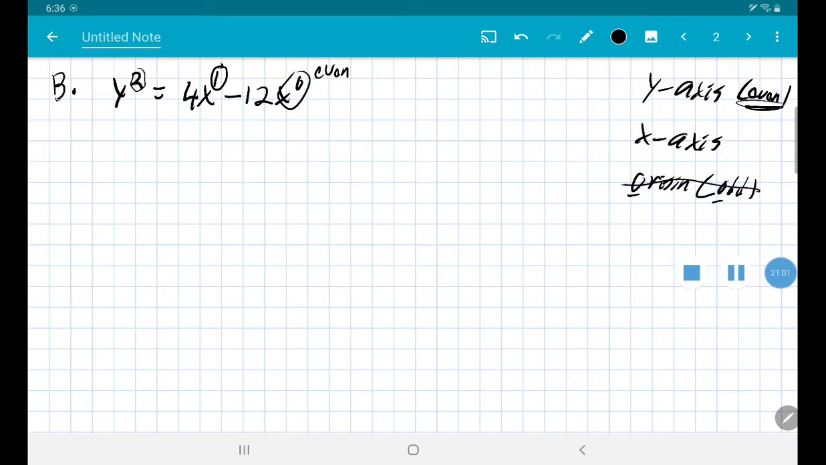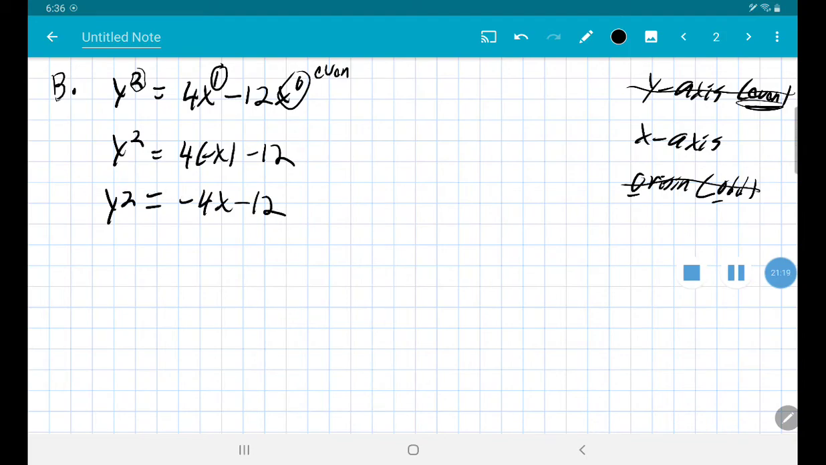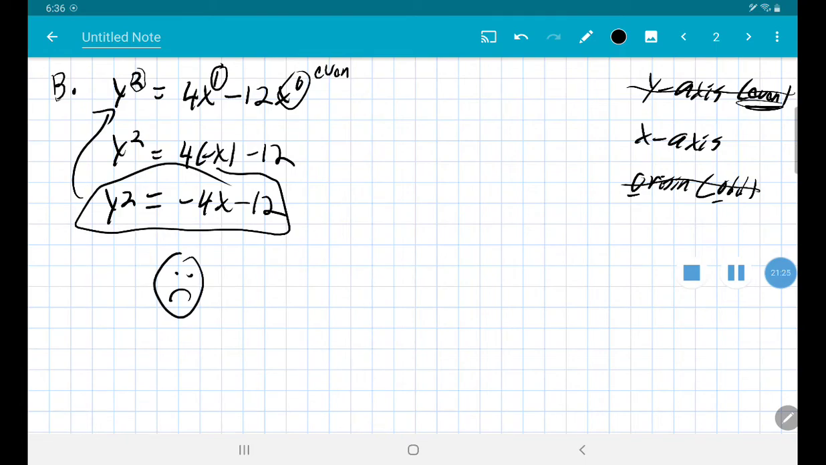So I'm pretty sure this does not contain y-axis symmetry either, but I can check. So for y-axis symmetry, I'm going to replace every x with negative x, which gives me y squared equals negative 4x minus 12. Is this identical to that? Methinks not. So cross that out.